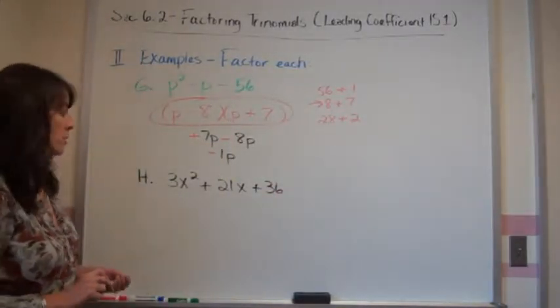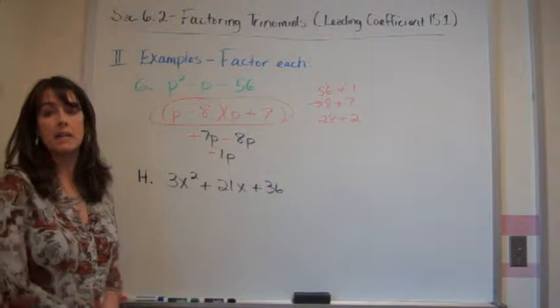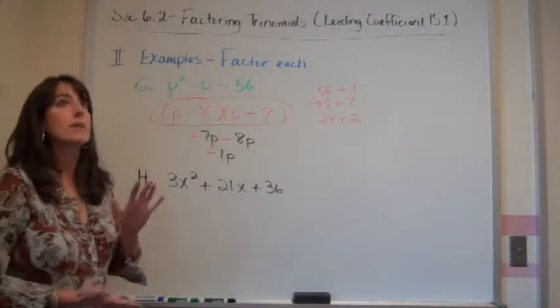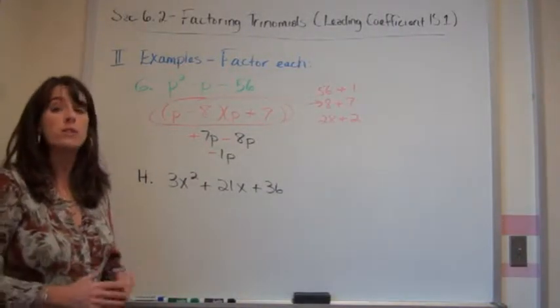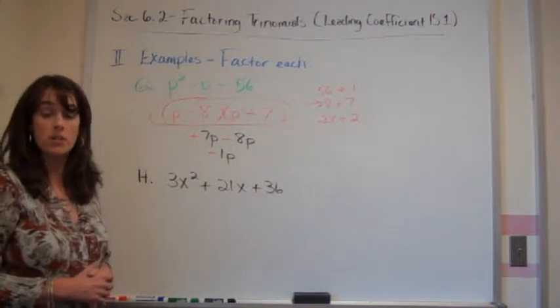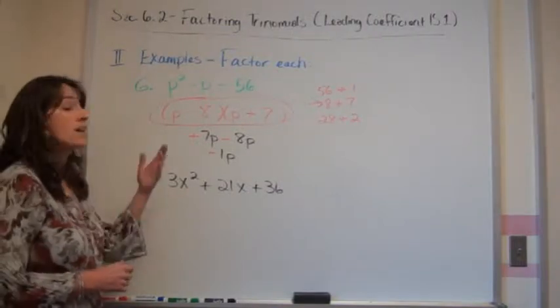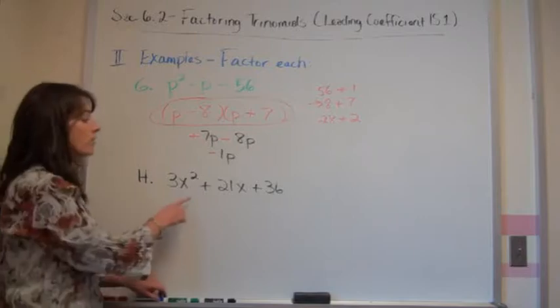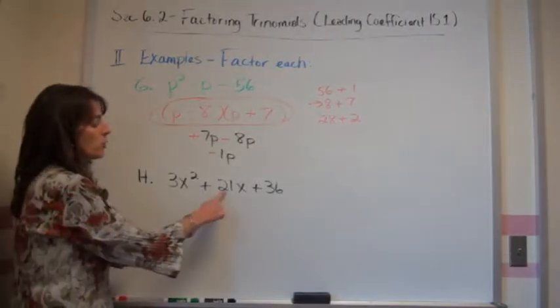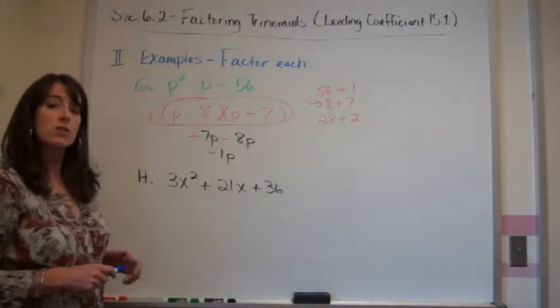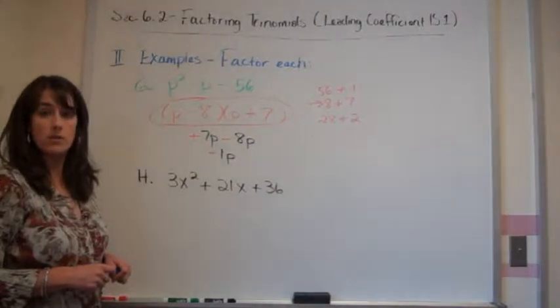Now recall, every single one of these I have said, how do you begin? You always, always, always look first to see if there's something common that you can divide out before you do anything else. We just haven't seen a case of that yet. However, on this one, notice that with the 3, the 21, and the 36, is there a number that I can divide into all three of those?